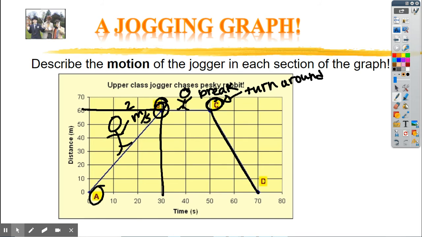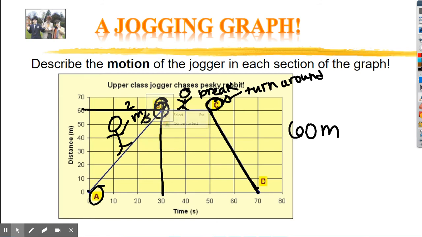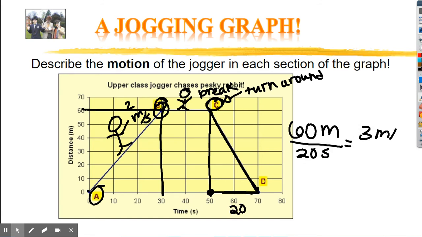So we said that the distance, we have 60 back to 0. So that is 60 meters. So 0 to 60 is the same amount of meters as 60 to 0. And we're going to find the speed by dividing it by the time. So at 50 seconds, they turn around and start jogging the opposite direction. So from 50 seconds to 70 seconds, which is 20 seconds, our speed is 3 meters per second.